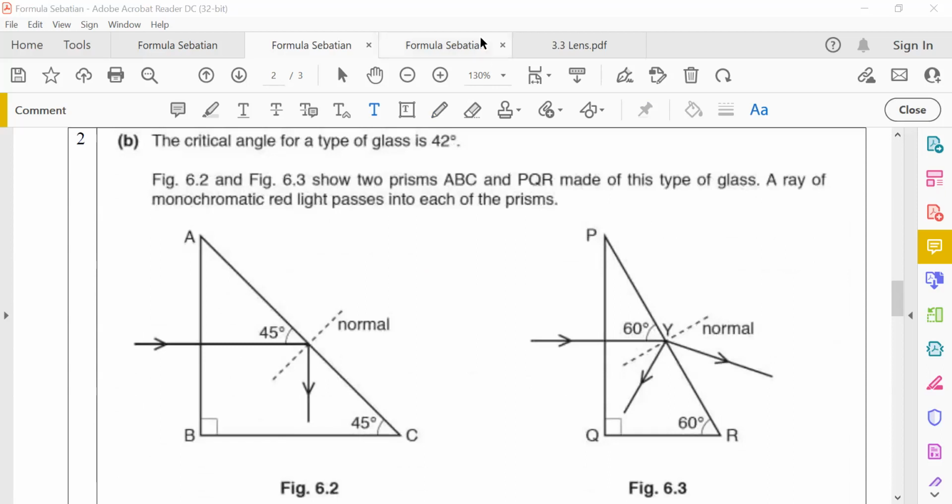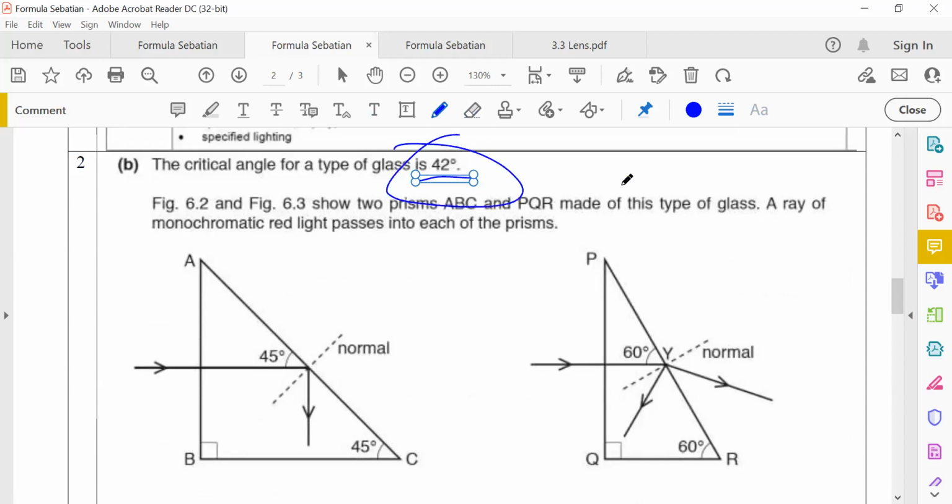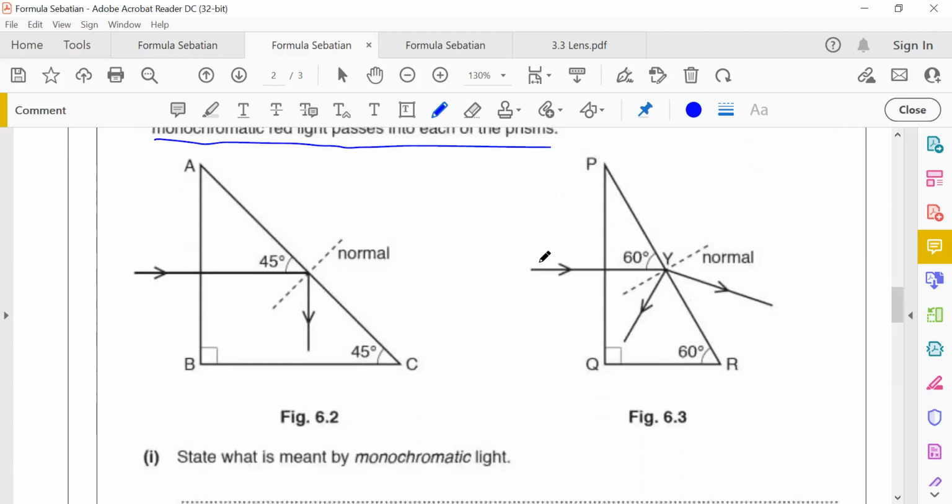Okay, then after that, next part here. The critical angle for a type of glass is 42 degrees. Figure 6.2 and 6.3 show 2 prisms ABC and PQR made of this type of glass. So if they are the same type of glass, they will have the same refractive index, guys. A ray of monochromatic red light passes into each of the prisms here.